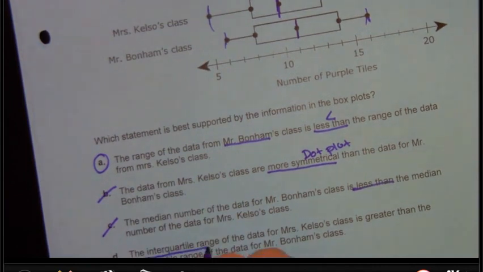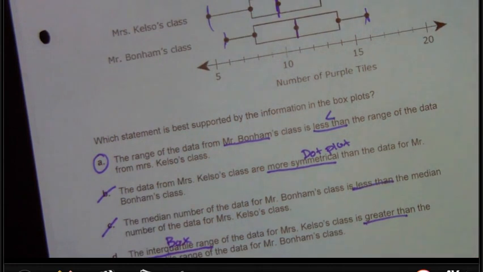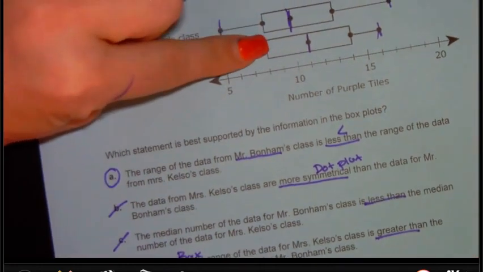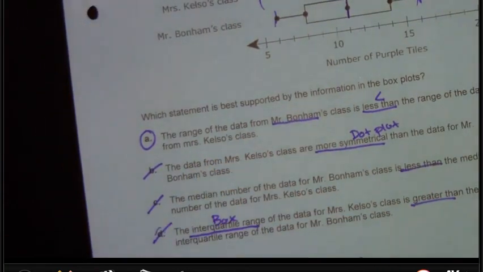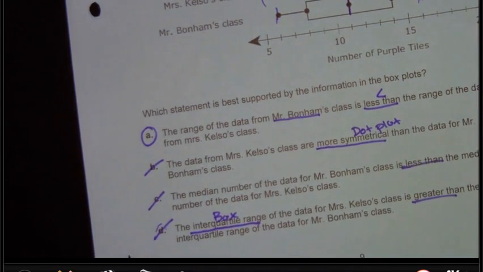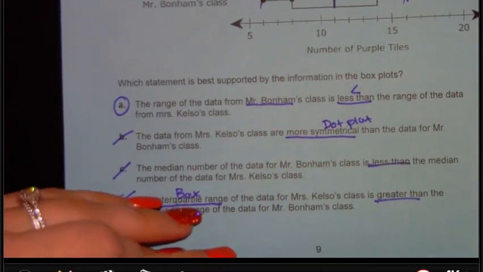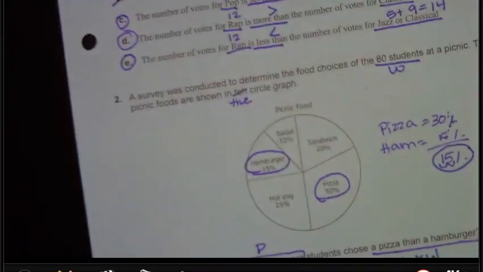The interquartile range, also known as your box, for Miss Kelso is greater than the box for Miss Bonham. Is this box bigger than this box? Nope, Miss Kelso's box is smaller. So A is the only one. Even though we found the correct answer on A, double check everything just to make sure you have the correct answer when you're taking your test or when you're doing anything.